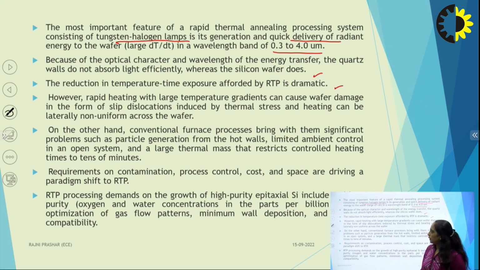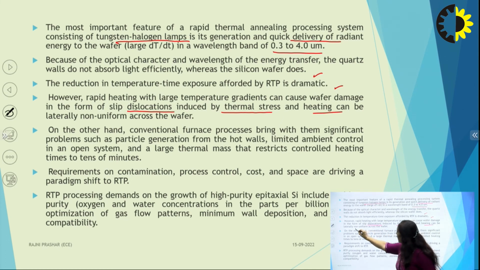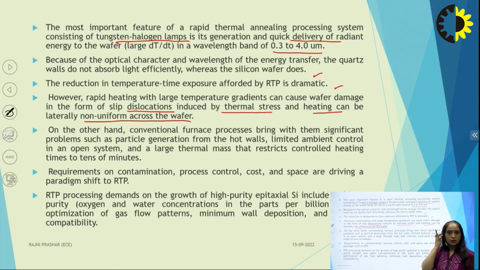However, the rapid heating with large temperature gradients can cause wafer damage in the form of slip dislocations introduced by thermal stress, and heating can be non-uniform across the wafer, because the process is carried out at high temperature, high heating, and a large heating duration is there. So there will be thermal stress, and dislocations will be there.